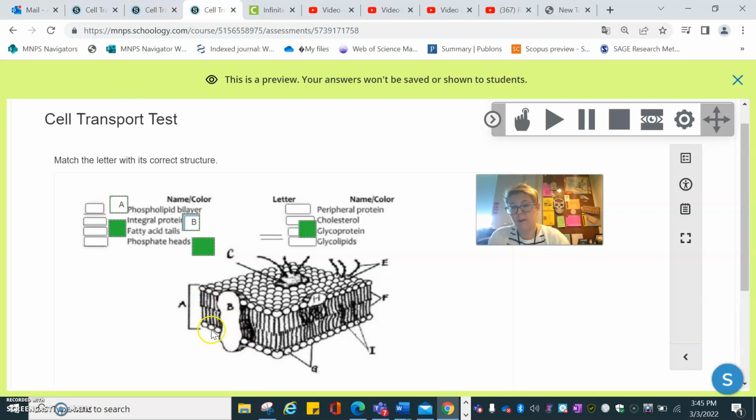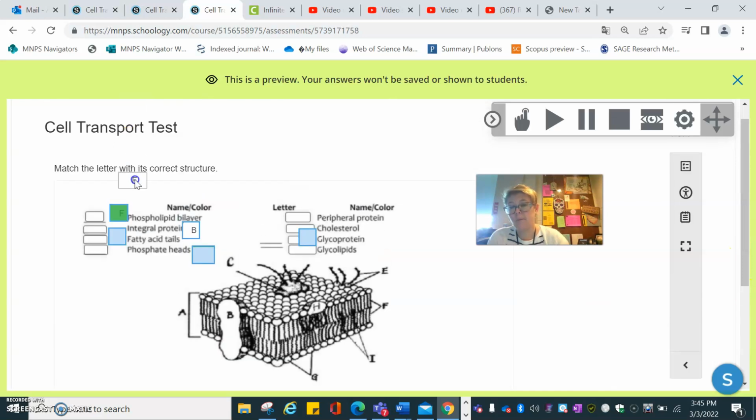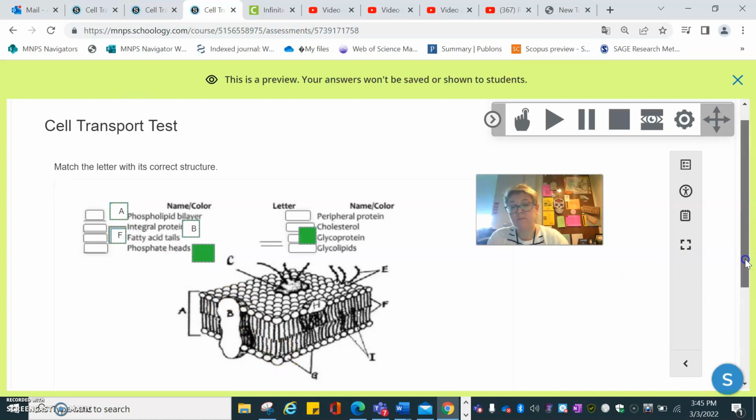Integral protein. So remember we had fatty acid tails and phospholipid or phosphate heads. So fatty acid tails are going to be this F. F is pointing to the tails. G is pointing to the heads.